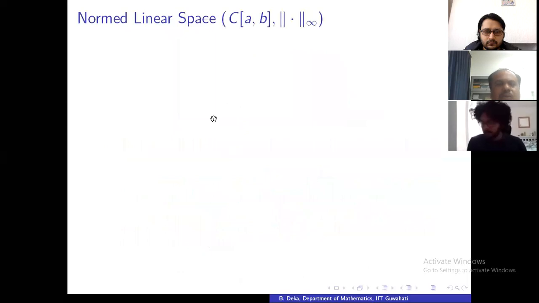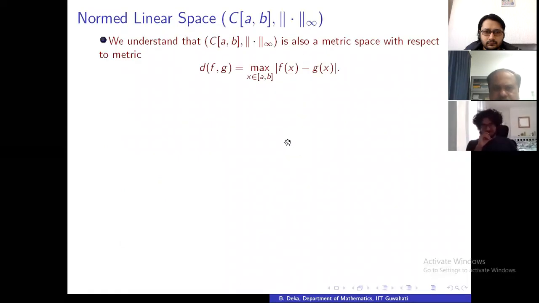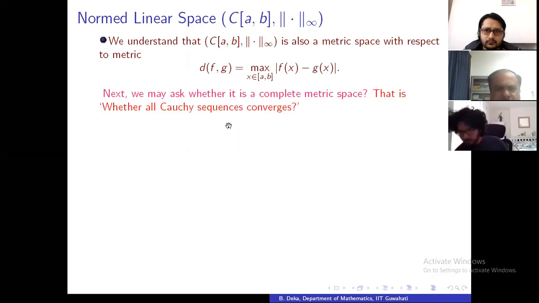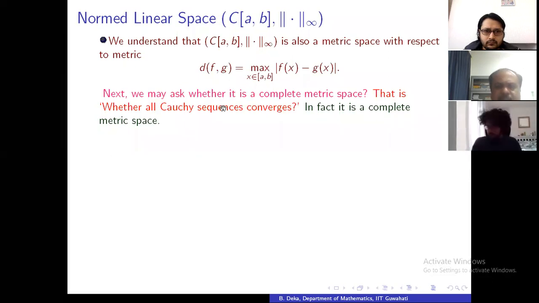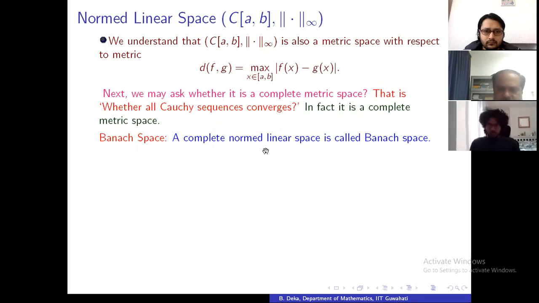Okay. So now you come to this C[a,b] with the infinity norm. This is actually a normed linear space, and this gives me a distance that is given by d. The next question comes from the fact that since it is a metric space, can you talk about whether all Cauchy sequences are convergent? This leads to a complete metric space, and a complete normed linear space is a Banach space. So the moment C[a,b] becomes a metric space, you check whether all Cauchy sequences are convergent. If they are convergent, that is known as a Banach space.